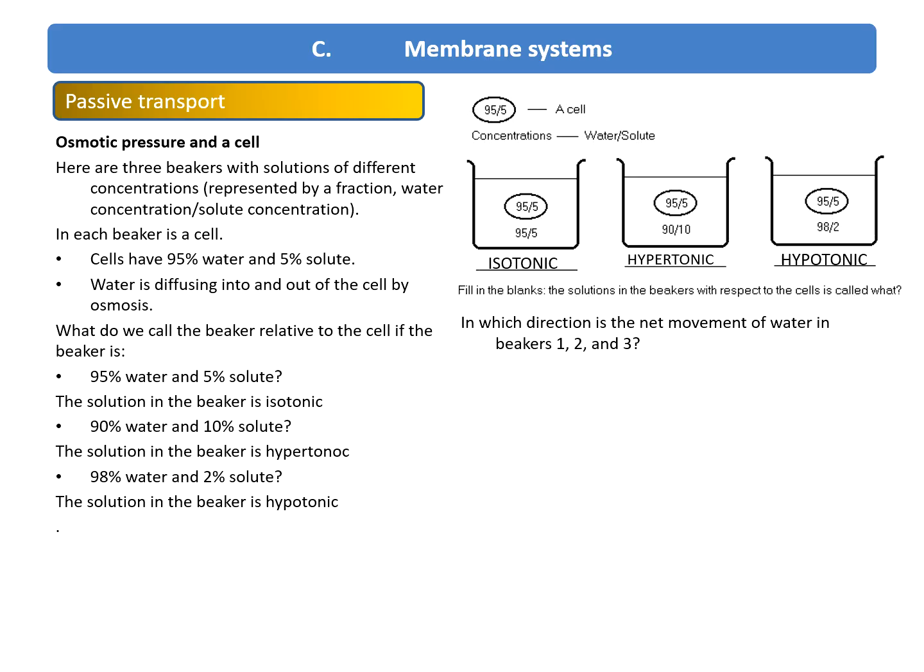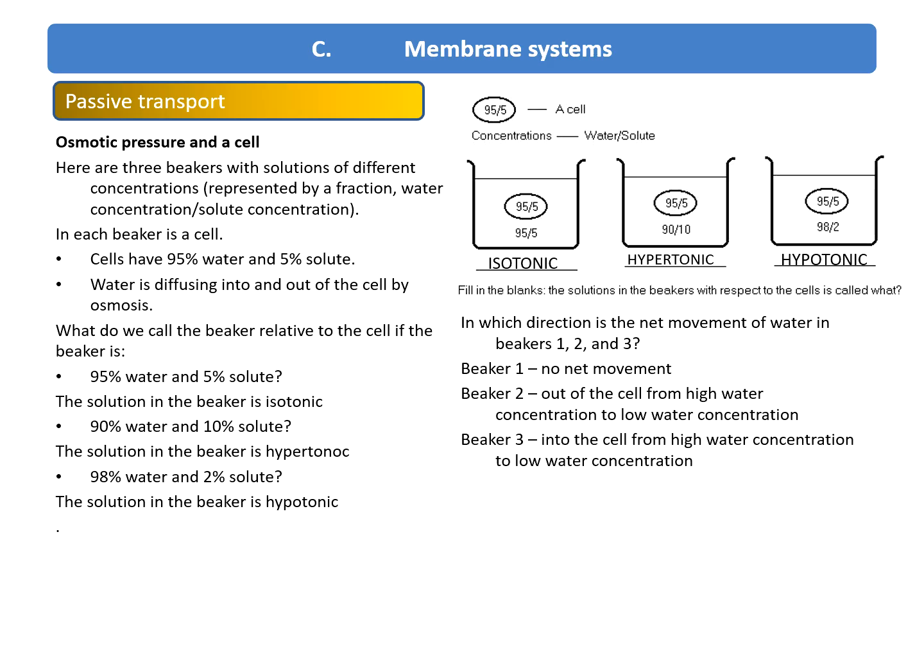In which direction is the net movement of water in beakers 1, 2, and 3? In beaker 1, there is no net movement because the concentration of water inside and outside the cell is the same. In beaker 2, the direction of movement is out of the cell from high water concentration to low water concentration. And in beaker 3, the net movement is into the cell from high water to low water concentration.